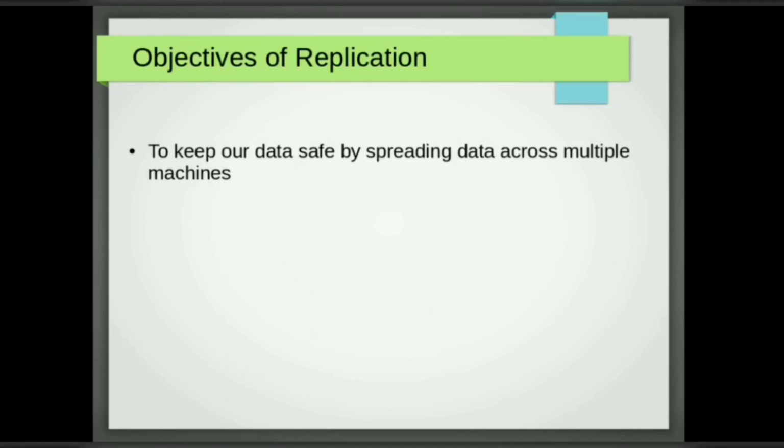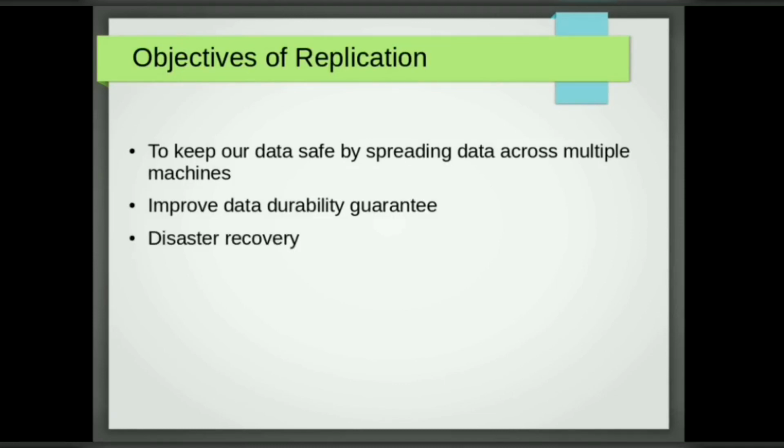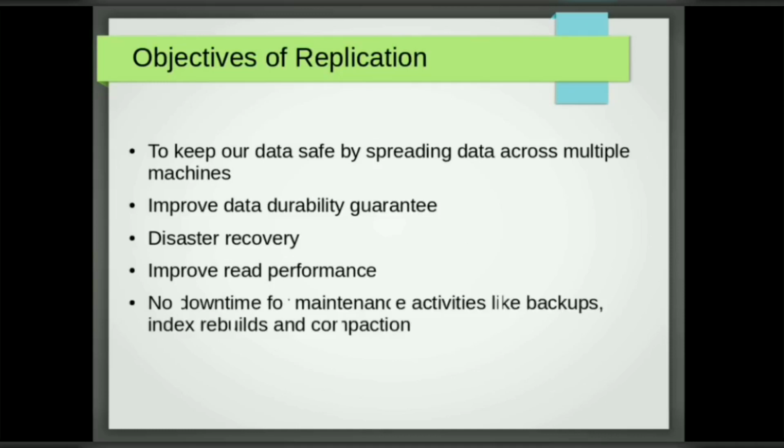The main objectives of replication are to keep our data safe by spreading data across multiple machines, improve data durability guarantee so that data is accessible at all times, disaster recovery, improve read performance by introducing multiple read sources, and no downtime for maintenance activities like backups, index rebuilds and compaction.